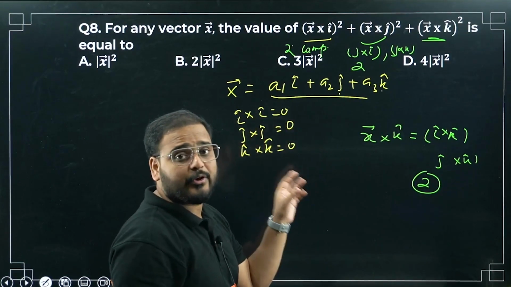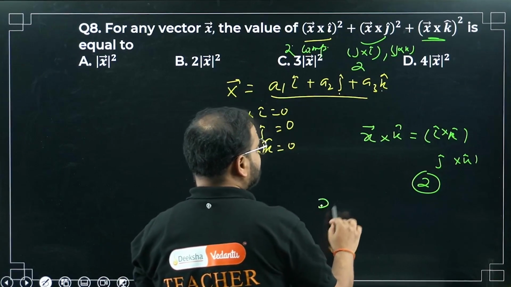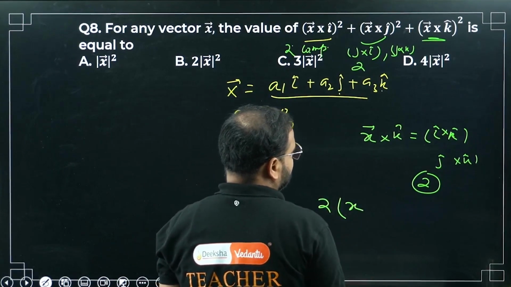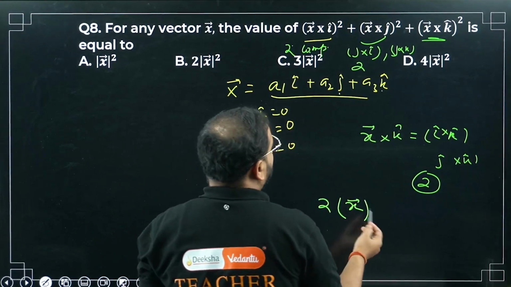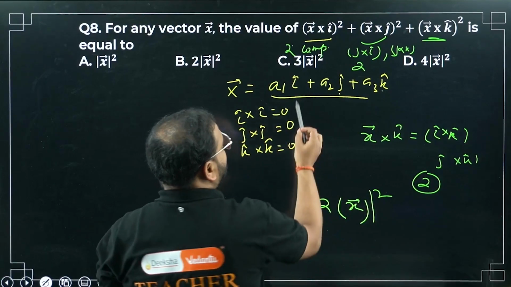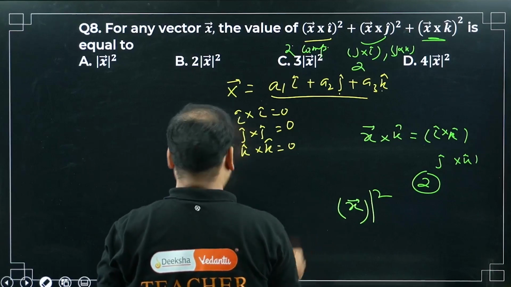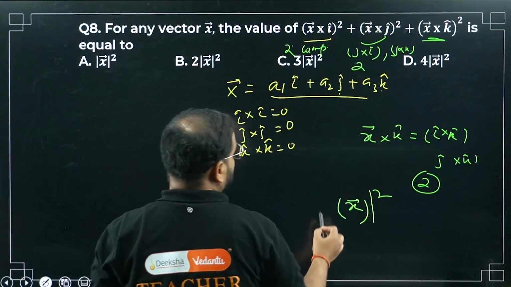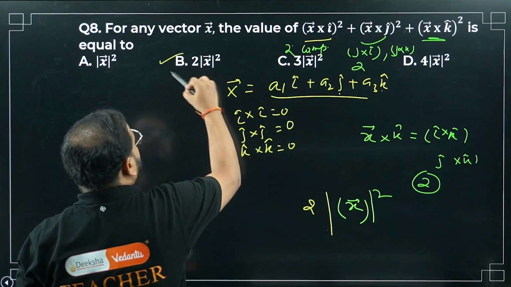If you club them together, you're getting what? Total 6 components, but they'll be repeating in nature. So you're going to get 2 times, if you solve this, vector x. Now if you take the mod of that, the whole square, what are you going to get? Please check, 2 will be there, 2 will be there, outside this part. Please check option number B.